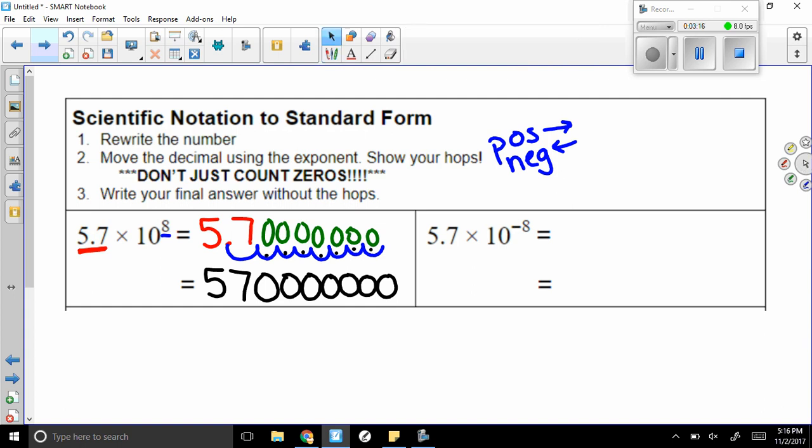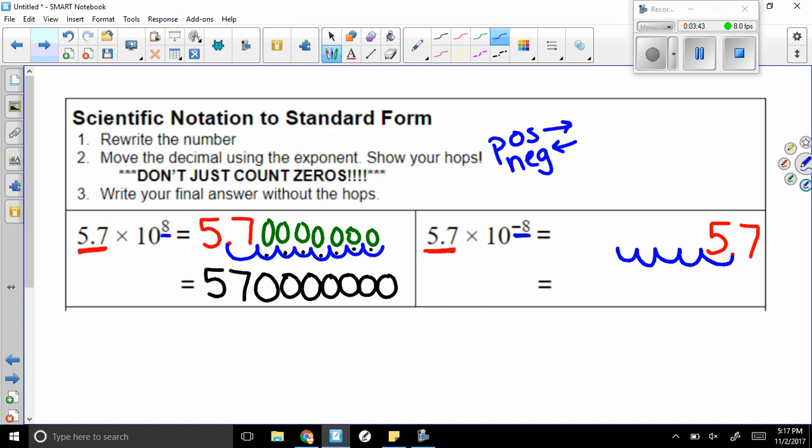Let's try out my second example here. This time, I still have 5.7 as that first number, but you'll notice that the exponent is a negative 8 this time. So since I know I'm going to be moving left, I'm going to put that 5.7 way over here so I have enough space for all my hops. Again, it's going to be 8 hops, but this time I'm going backwards because negative numbers are to the left. So I have 1, 2, 3, 4, 5, 6, 7, 8.